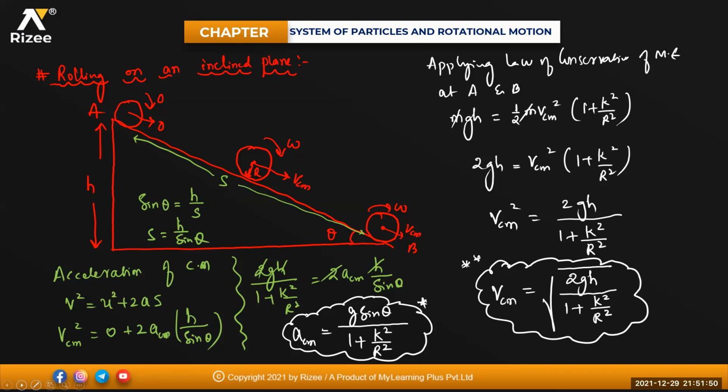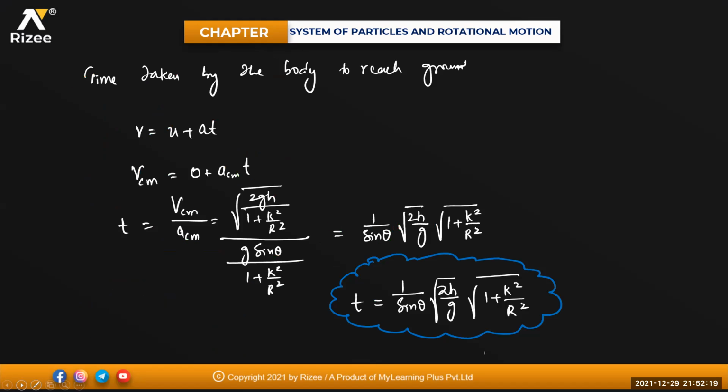So total energy at the highest position is mgh and total energy at the lowest position is half into m into VCM square into 1 plus k square by r square. Gets cancelled, simplified, you are getting VCM. Once we know the VCM, I can calculate the acceleration by using the relation v square is equal to u square plus 2as. The s value you can take from the triangle, sine theta is h by s, so s is equal to h by sine theta. Simplifying it, you are getting acceleration of the center of mass is g sine theta divided by 1 plus k square by r square.